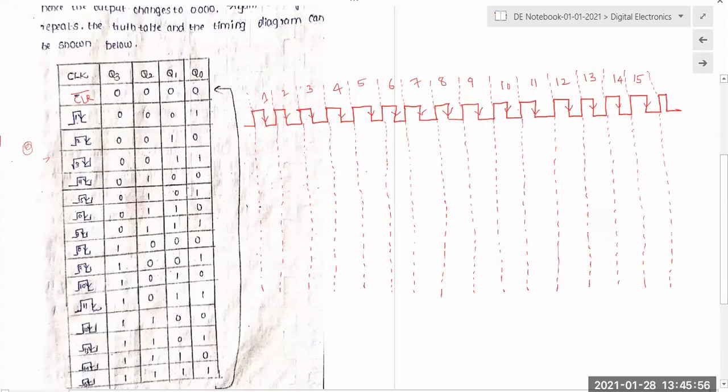0 to 1 is a positive edge, so no change. So 0 to 0, 0 to 0, 0 to 0.